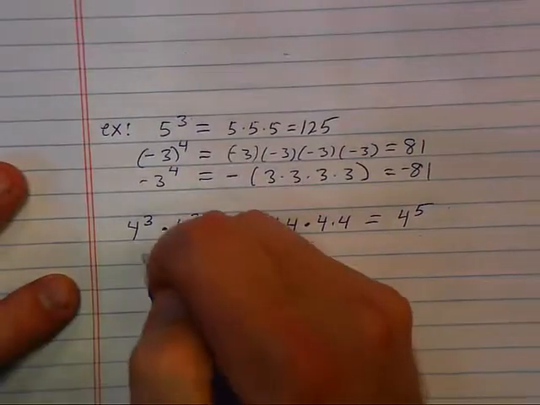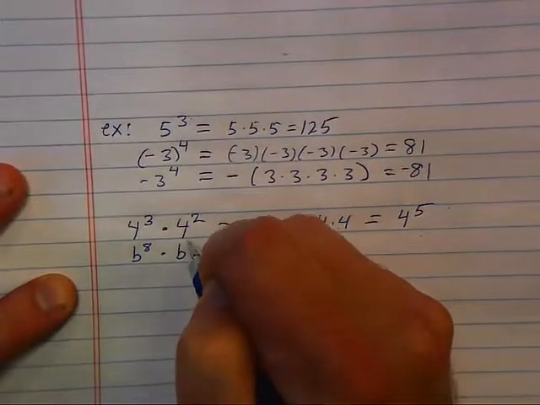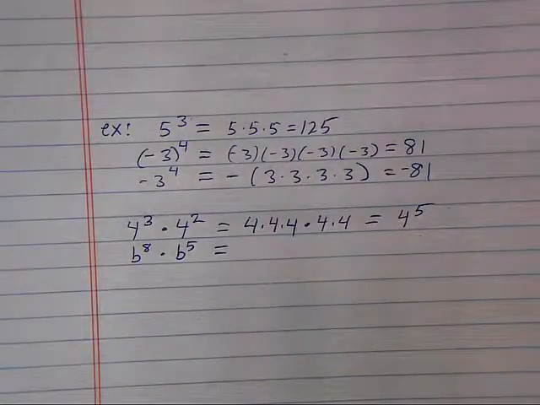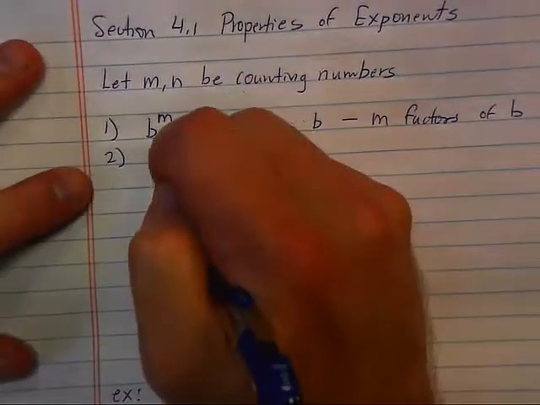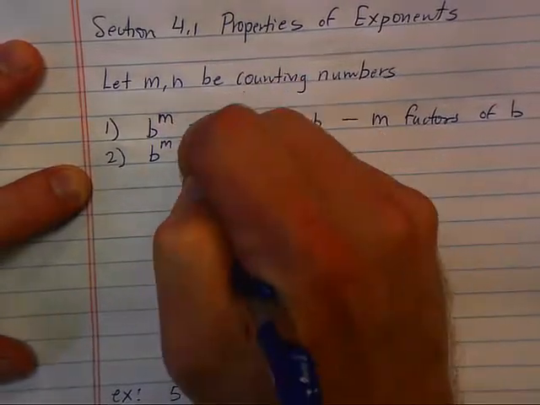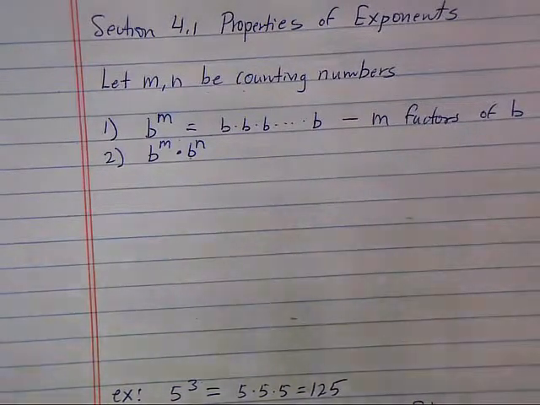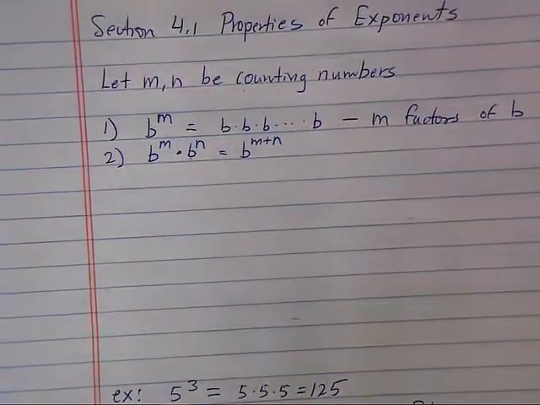So in general, if I had b to the 8th times b to the 5th, I wouldn't expect you to write out 8 b's and then write out 5 b's. You could if you wanted to. What I expect you to do is tell me the answer is b to the 13th. You simply add those exponents. All right, so that's rule number 2. If you have a base with a power, and then you have exactly the same base with a power, you add the powers.